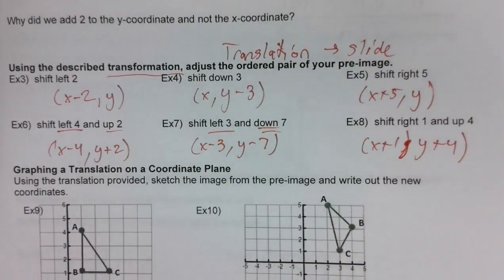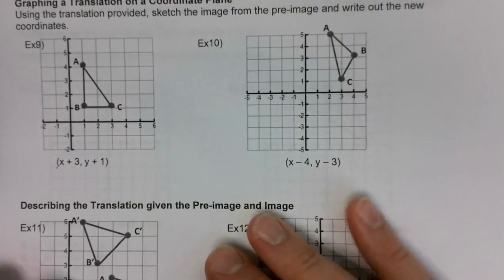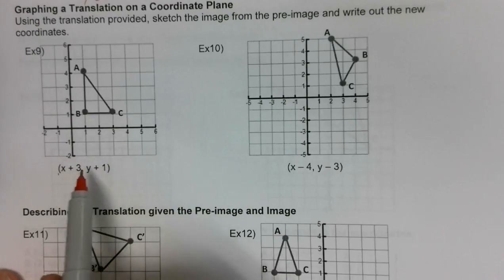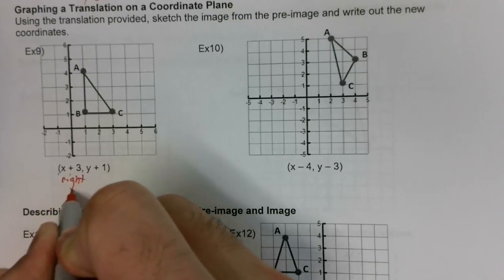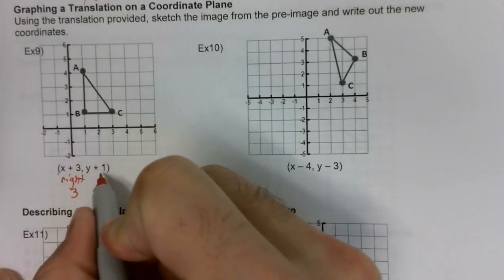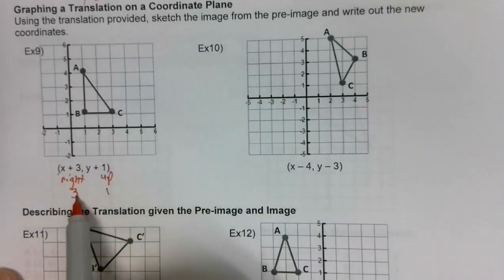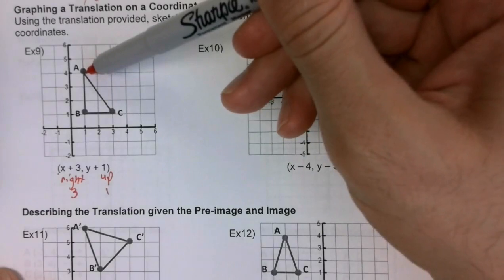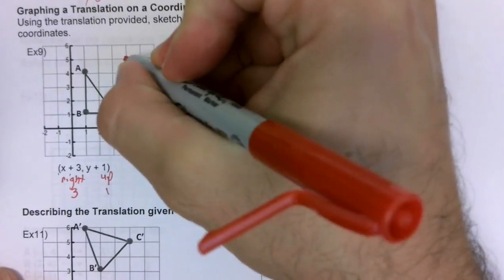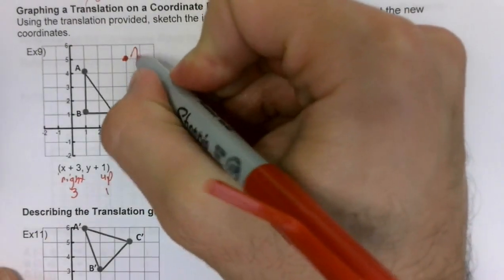So let's actually see what this looks like on the graph, and that will probably help a little bit. With example 9, it's asking me to do this here. So what this really means is x plus 3 means to the right 3, and plus 1 to the y really means up 1. So I'm going to go right 3, up 1 on all 3 of these points. With A, I'm going to go right 3, up 1. So again, I started here and I went right 3, up 1. And we call this A prime.